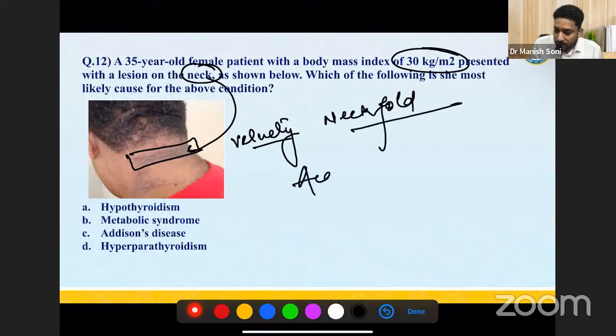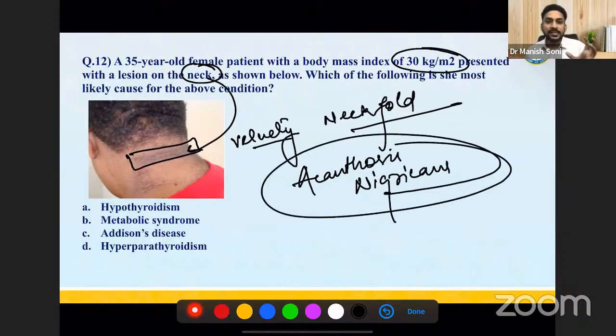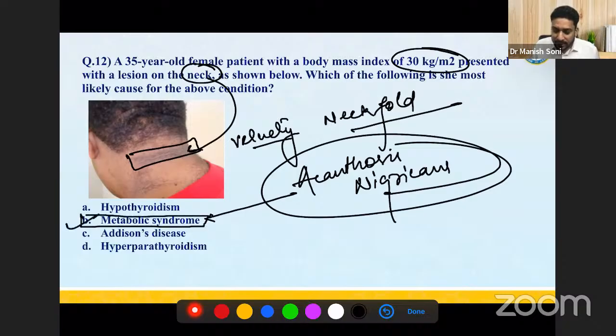This is a case of acanthosis nigricans. And acanthosis nigricans is seen associated with obesity, and obesity, especially the central obesity, is a feature of metabolic syndrome, and that's why the answer here is metabolic syndrome. So remember that obesity is the most common cause of acanthosis nigricans, though it can be seen associated with other causes of insulin resistance, and that's why it is seen associated with diabetes mellitus and metabolic syndrome. So all these conditions can be seen as an underlying cause for acanthosis nigricans.